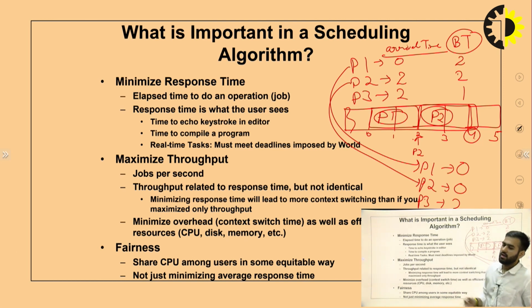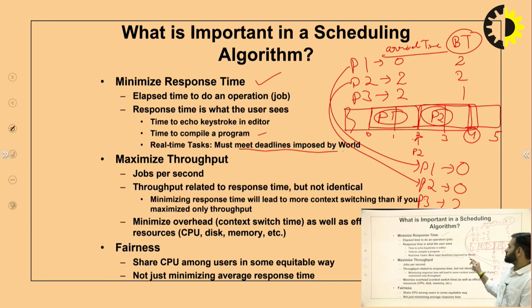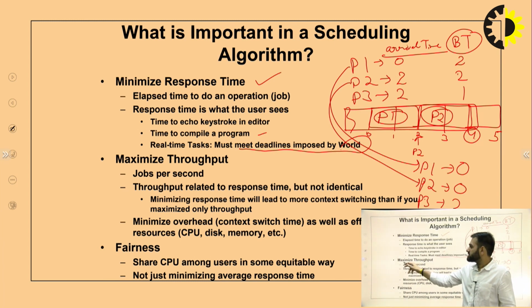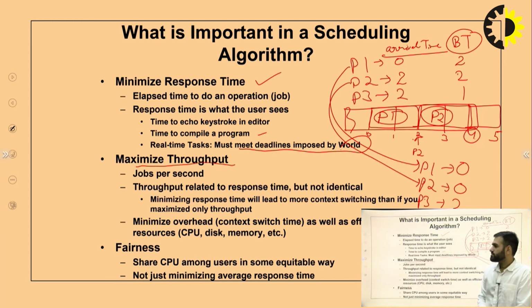So the importance of a scheduling algorithm is to minimize the response time, right? Response time is what the user sees. For example, the time to compile a program; a real-time task must meet deadlines imposed by the world. Next importance is to maximize throughput.